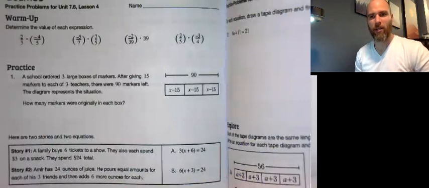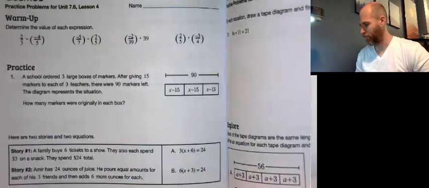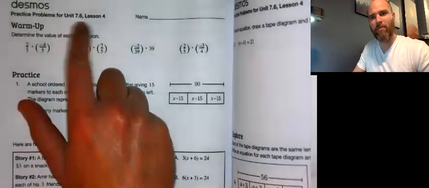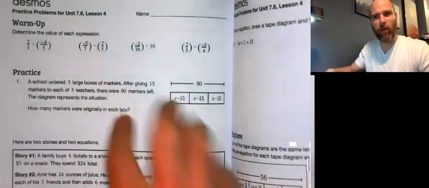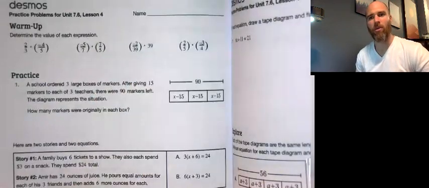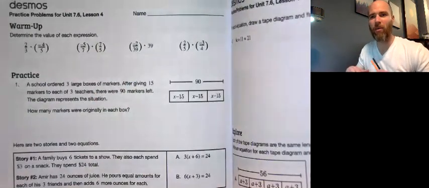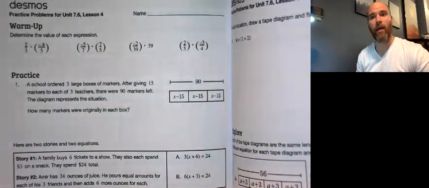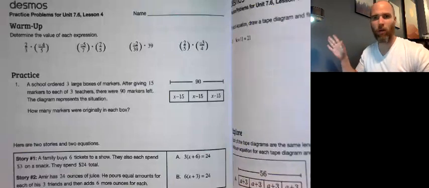So the way we're going to do this is we're going to do the practice problems for Unit 7.6 Lesson 4 in our Desmos workbook. We're going to work in paper today just to mix it up. Also, if we put this stuff on paper, especially some of the equation stuff I'm going to teach you, it'll be in your workbook for when you have to take your next quiz a while down the road.